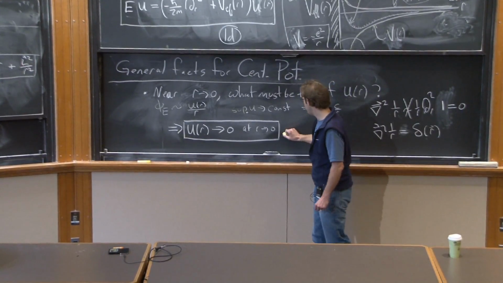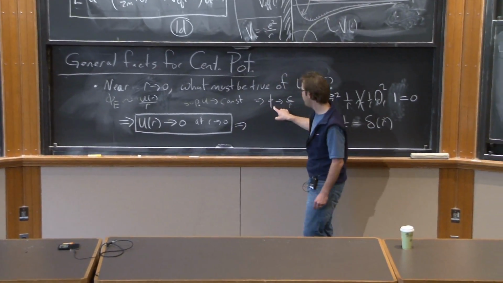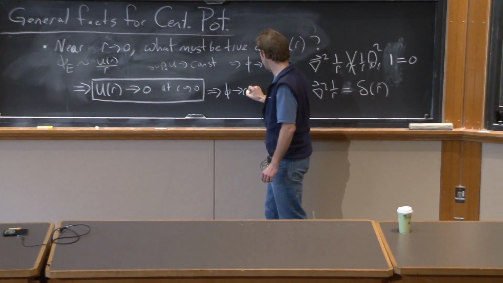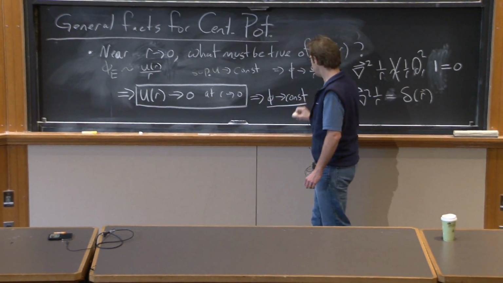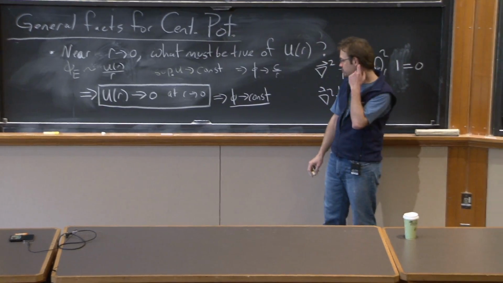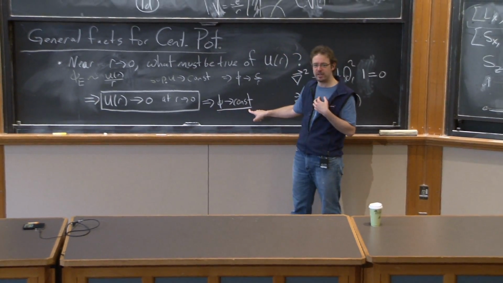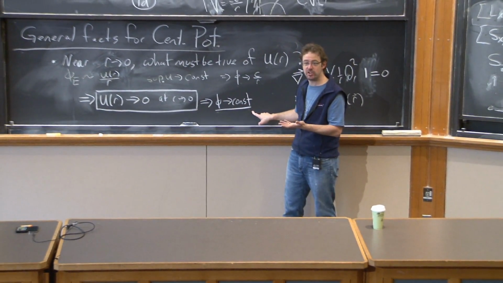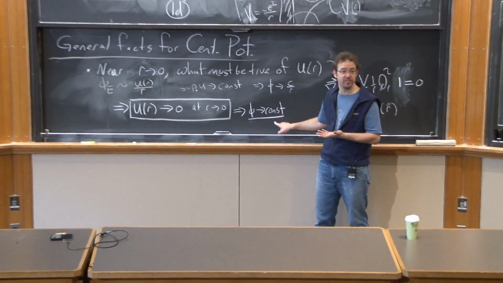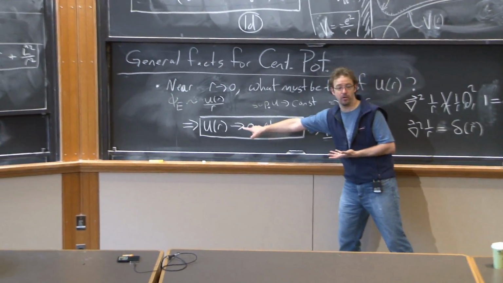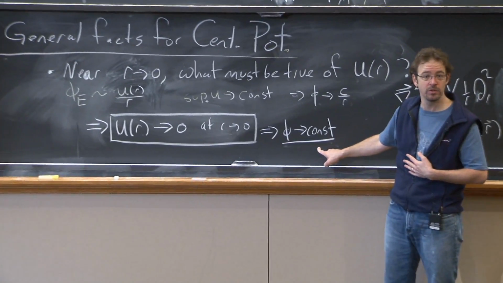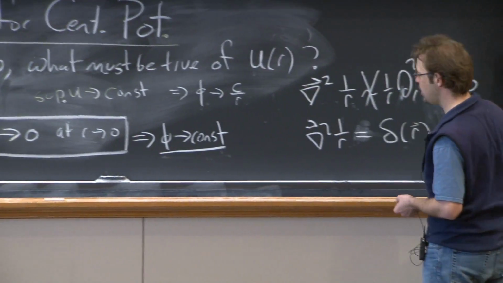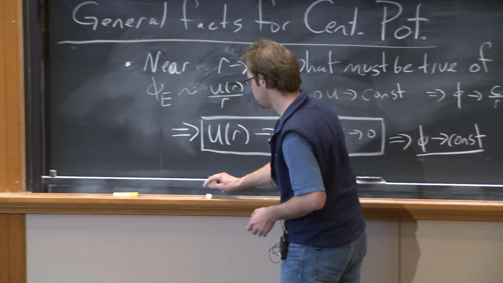So notice, as a side note, that since phi is equal to u over r, that means that phi goes to a constant. This is good because what this is telling us is that the wave function, so it's true that u is vanishing, but the probability density, which is the wave function squared, doesn't have to vanish. That's about the derivative of u as you approach the origin, from L'Hopital's rule. So this is the first general fact about central potentials.